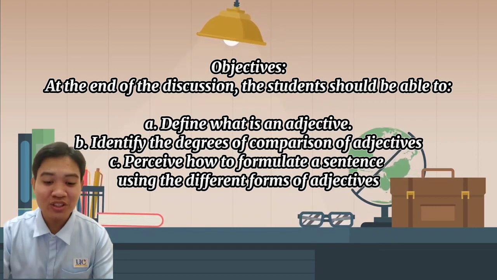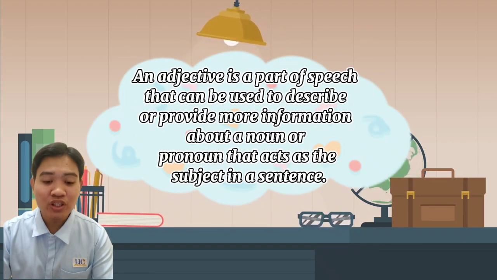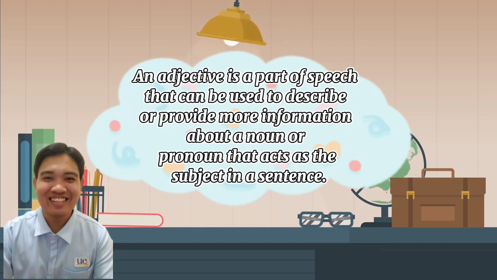So to start our discussion, let's define first the word adjective. So what is an adjective? An adjective is a part of speech that can be used to describe or provide more information about a noun or pronoun that acts as the subject in a sentence. So in simple words, adjective is a describing word. Any word that describes a noun or a pronoun is considered an adjective.